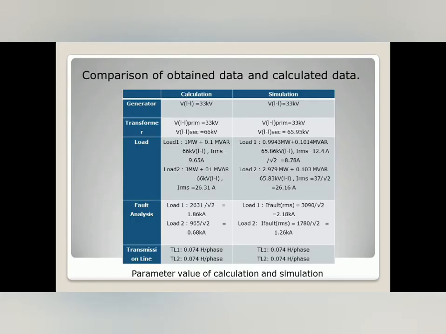From the power flow and fault analysis results, the calculated and obtained data are compared. In the simulation data, mostly the results are in peak value, so the RMS value can be obtained by multiplying by 0.707, or dividing by the square root of 2. This is because the graph only shows the minimum and maximum values of the sinusoidal wave. For the fault analysis comparison, the values show a big difference.